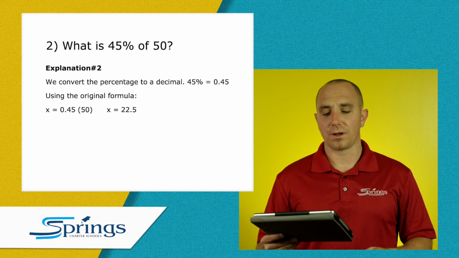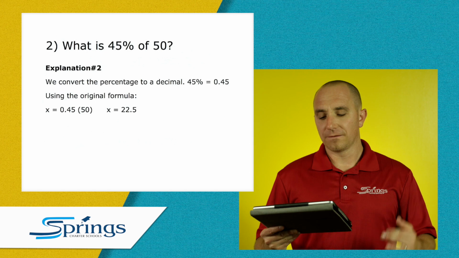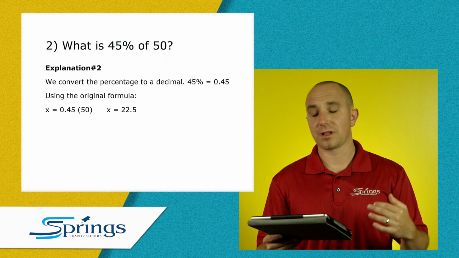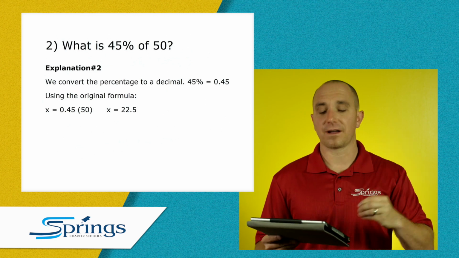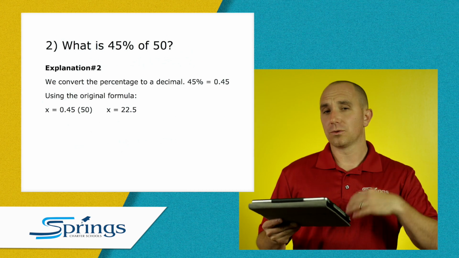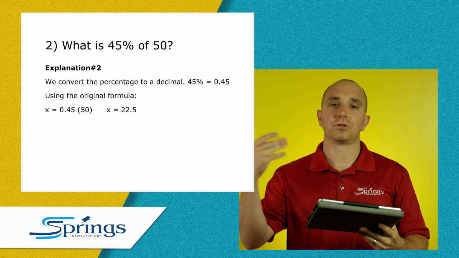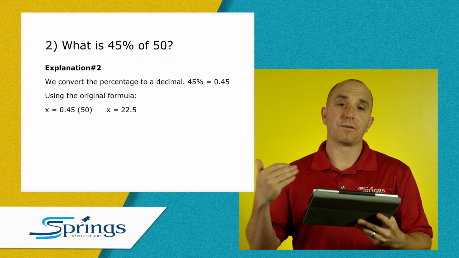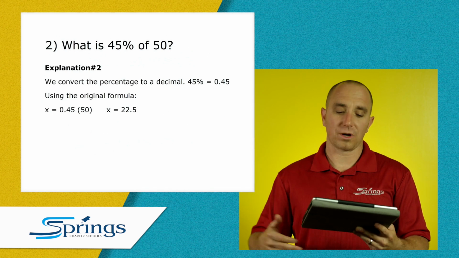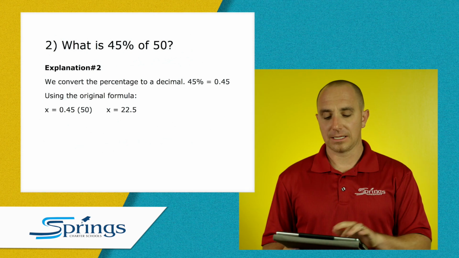All right, let's take a look at another one. What is 45% of 50? All right, so we convert the percentage to a decimal. So we have 45%, we need to turn it into a decimal, so we simply turn that into 0.45 or 45 hundredths. And then we use the original formula. So we have x equals 0.45 or 45 hundredths times 50, and then you just multiply that out. 0.45 times 50 equals 22 and 5/10, or 22.5, so x equals 22.5 or 22 and 5/10.